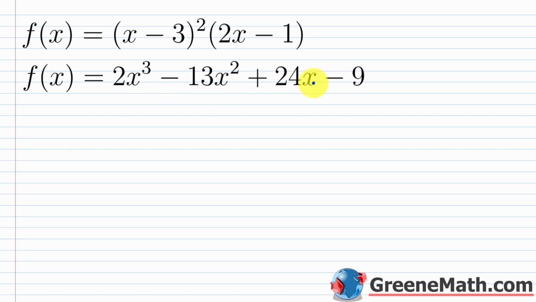So what is the first step? We're going to think about the end behavior. So the leading coefficient is 2, which is positive, and the degree is 3, which is odd. So that tells me, again, just think about f of x equals x cubed. It falls to the left and rises to the right.